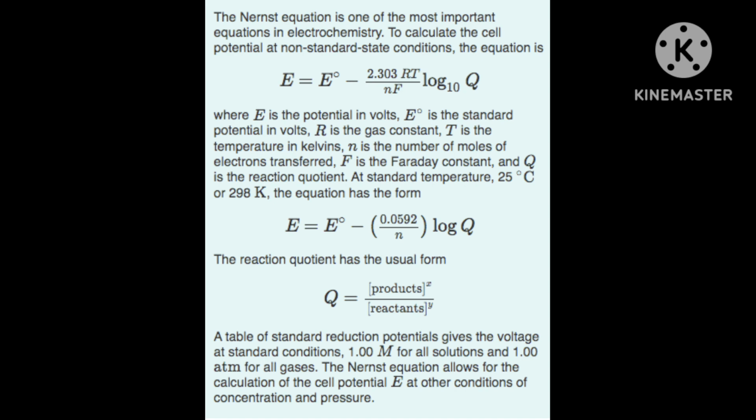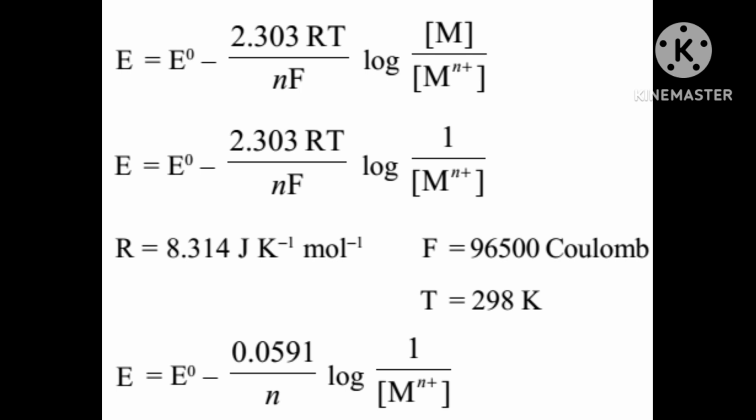So you will get 8.314 into T, 273 plus 25, 298, and down N you don't know. N is not fixed, maybe 1, maybe 2, maybe 3, so leave it as N there. F you can write as 96,500. 96,487 also you can write, no problem, but in general way you write 96,500 F.